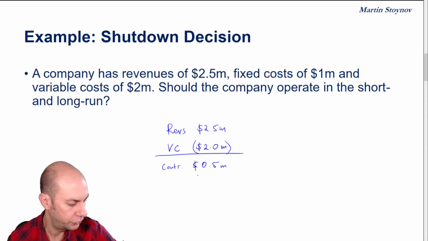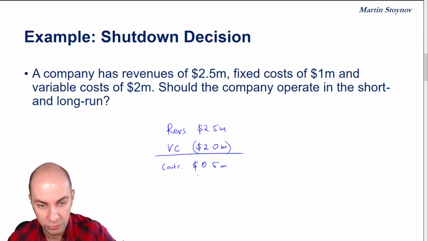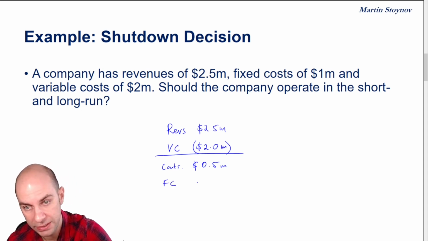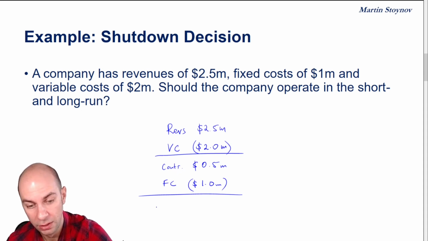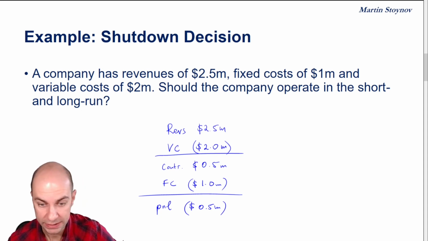So what I mean by contribution, I simply mean that I've covered now my variable costs, I've covered my cost of goods sold, and this is the money left over that I can put towards my fixed costs, towards my salaries, towards my rents. Okay, but what are my fixed costs in this business? My fixed costs are 1 million, and if I subtract 1 million from 0.5 million of a contribution, my P&L, my profit or loss, is actually negative 0.5 million. So I did actually make a loss here in this business.